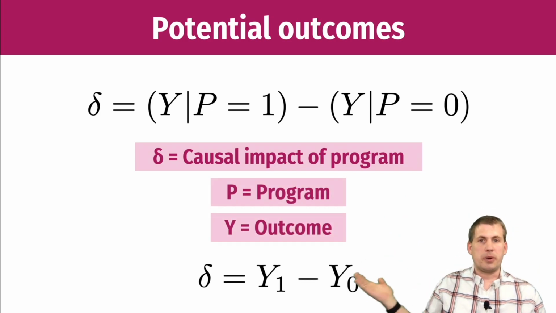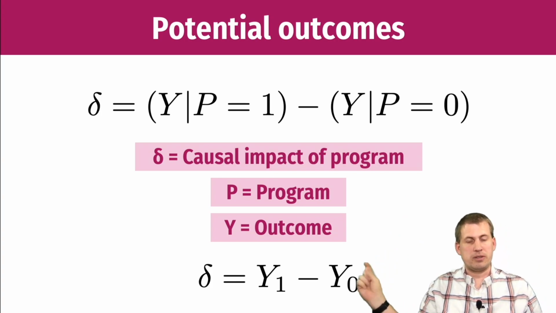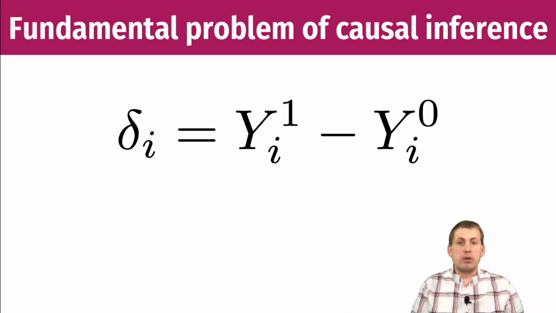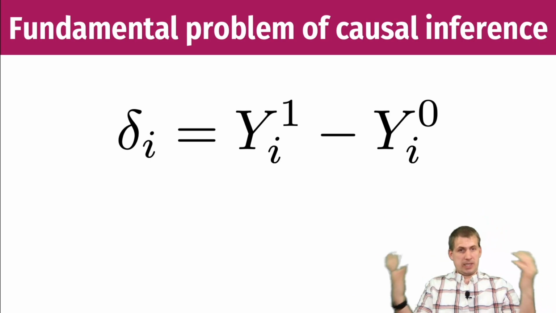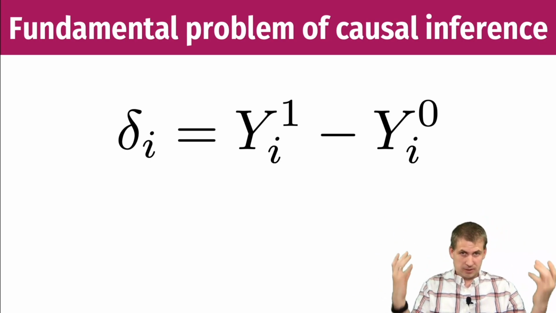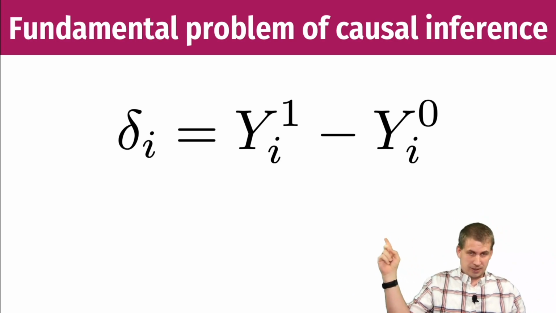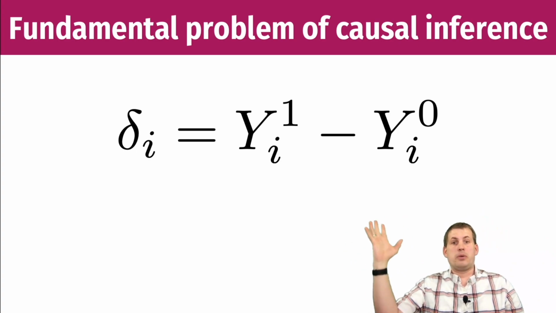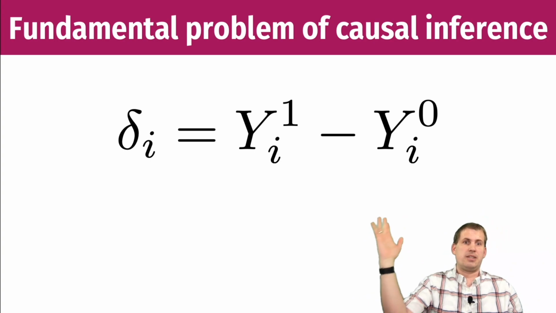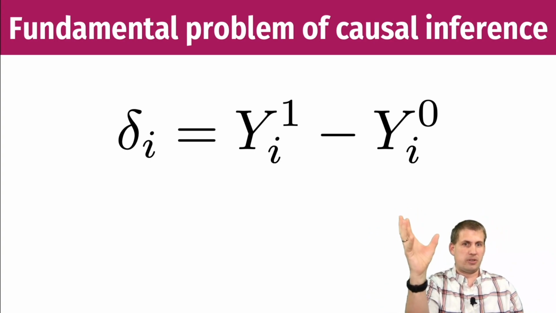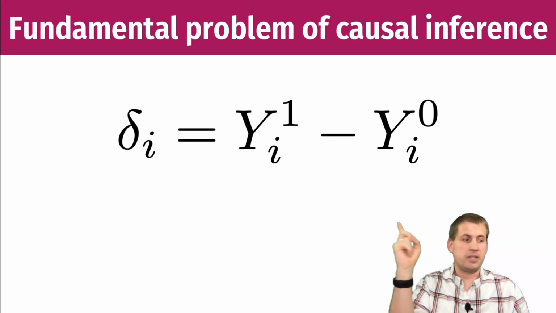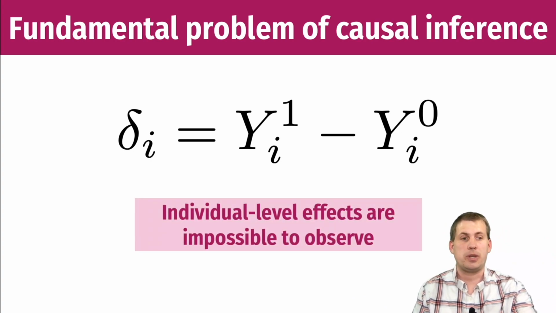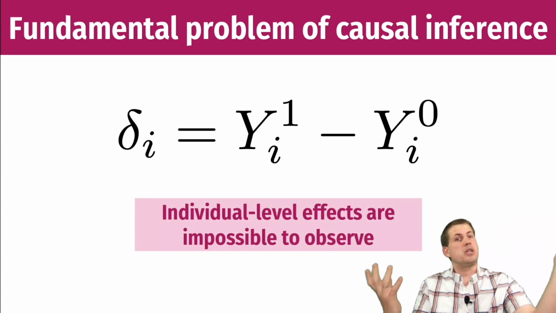This is what we want to find: the effect of a program when it exists minus when it doesn't exist or when it's not used. The problem with doing this at an individual level, again, is that you can't. This is the fundamental problem of causal inference. You cannot see individual level effects of a program because you cannot observe what would happen to somebody if the program is yes and subtract that from what would happen if that person didn't use the program. This equation right here with the i subscript is impossible at an individual level. We can't do that. So how do we get around that?